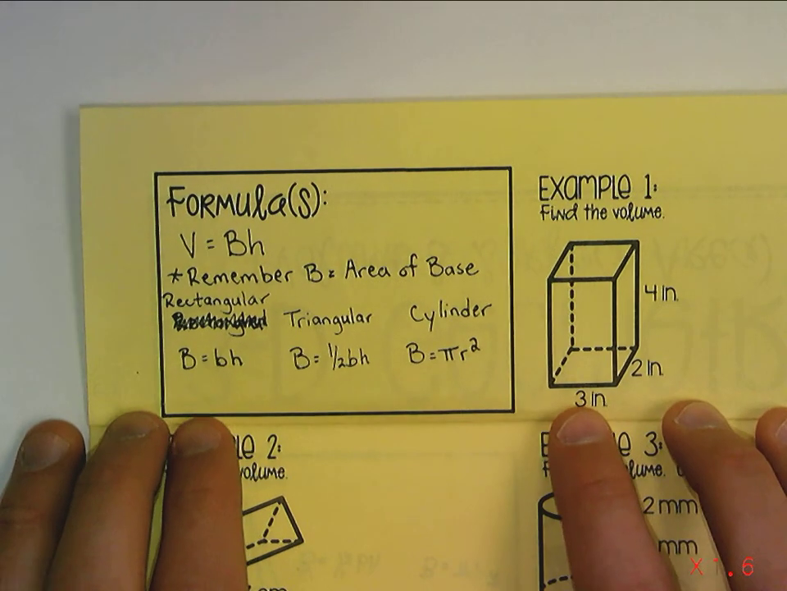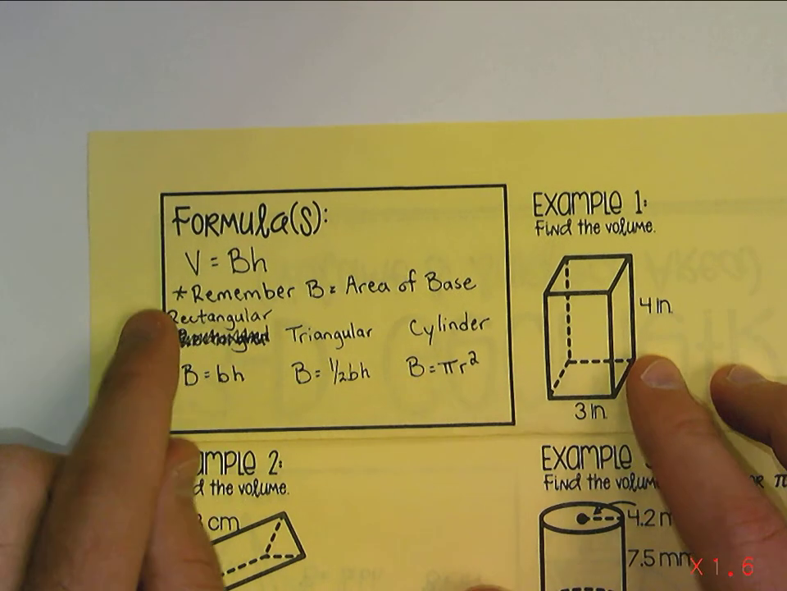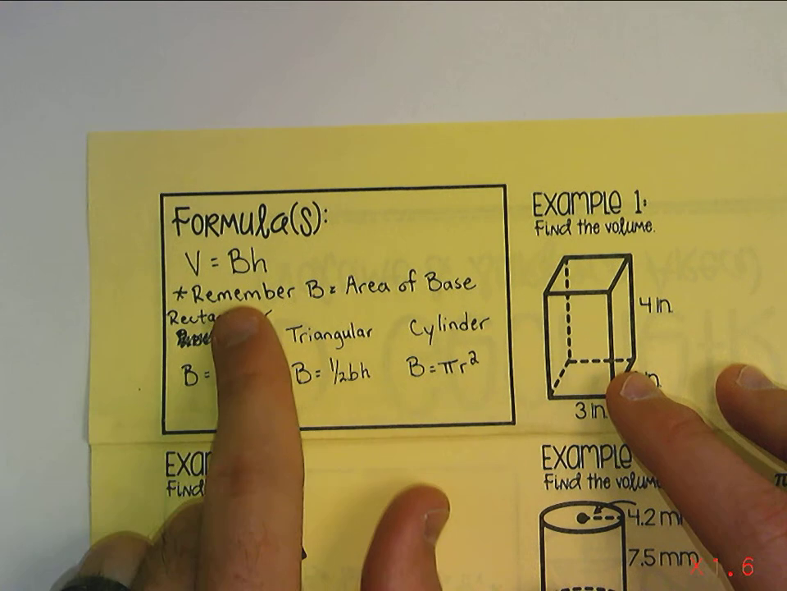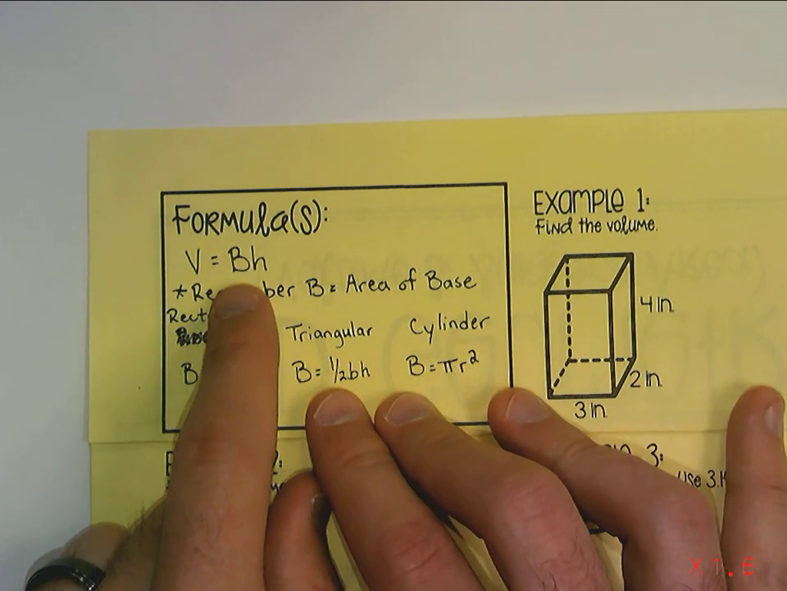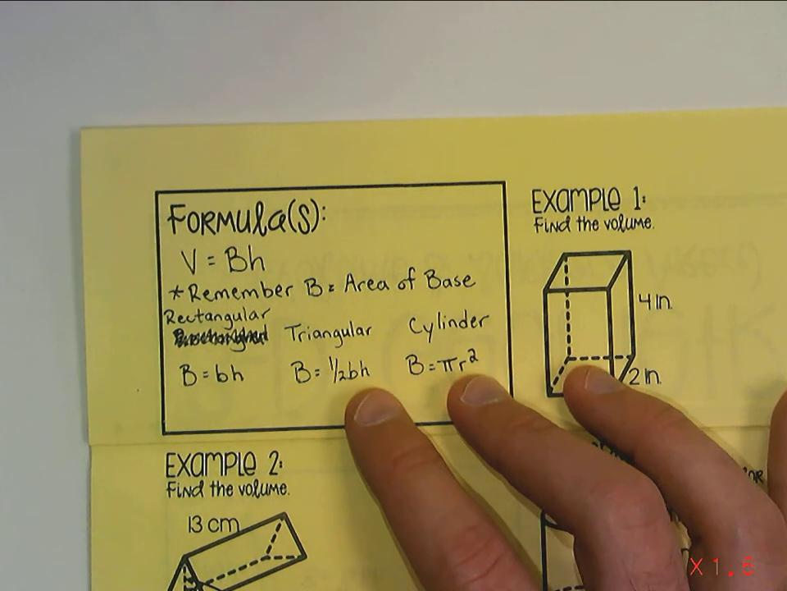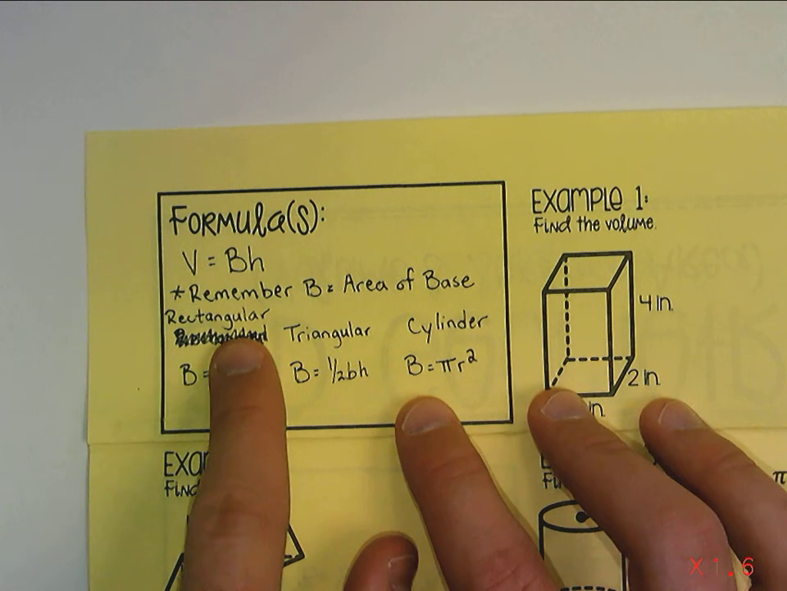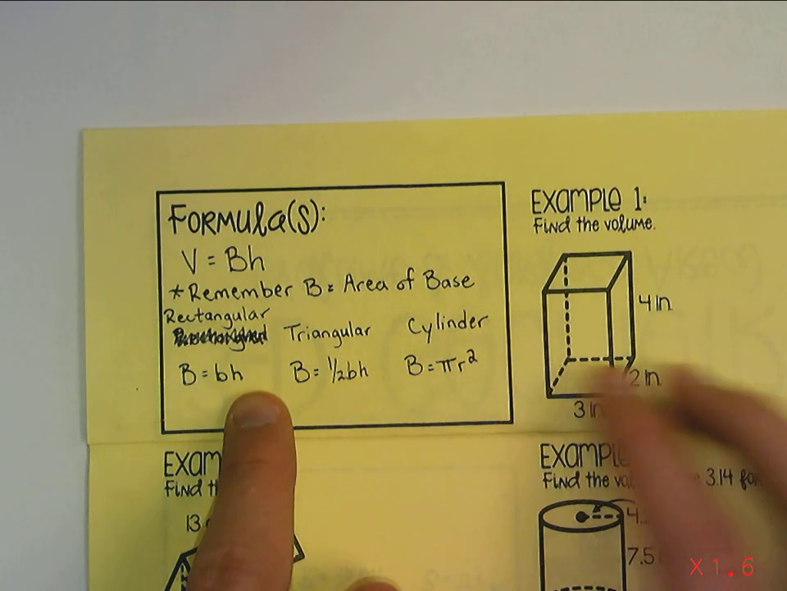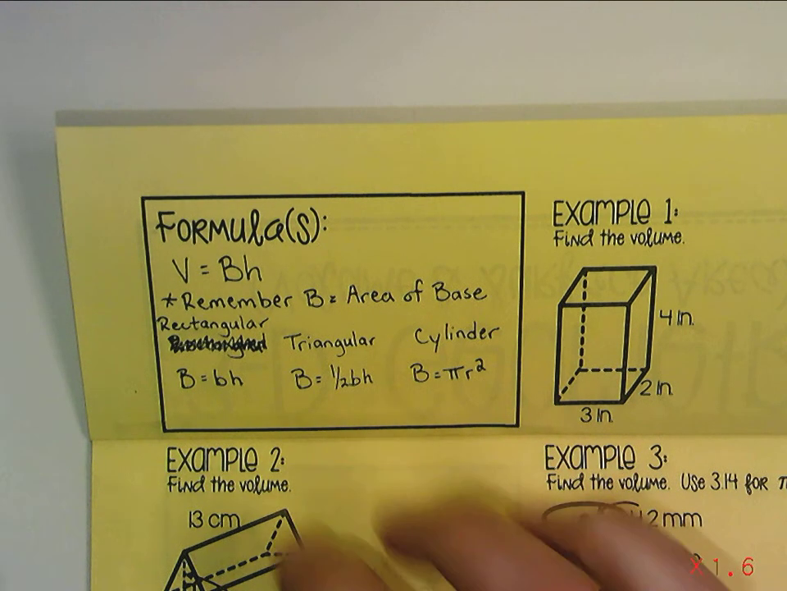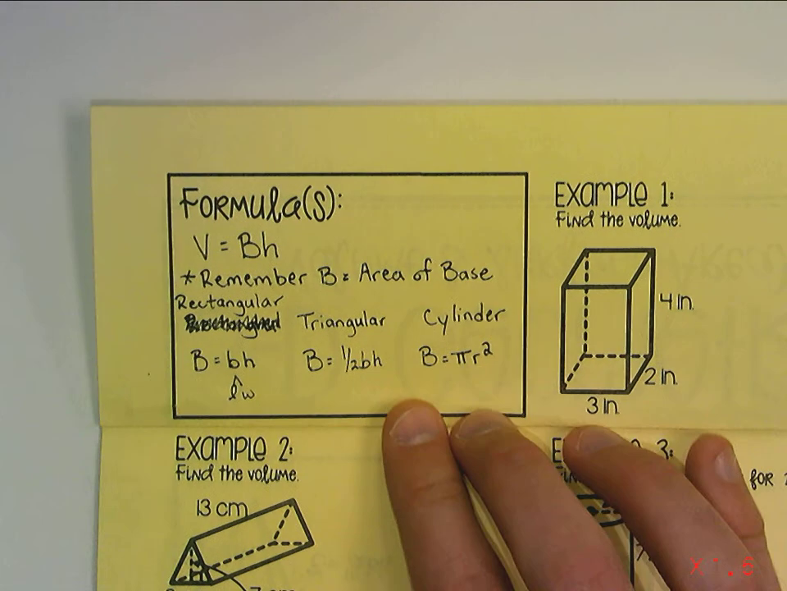So first and foremost, let's go ahead and look at some formulas here. When we're looking at volume of prisms and cylinders, the main formula is volume equals base times height. And what a big B means when we're finding volume is whatever the area of the base is. I have those listed down here. So if it's a rectangular prism, it would be base times height, or length times width as you would normally see it. So this B could be length and width as well.